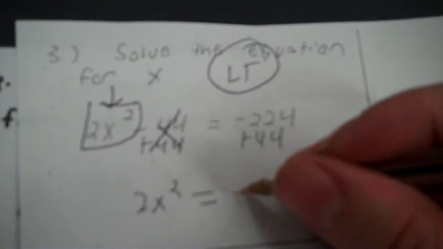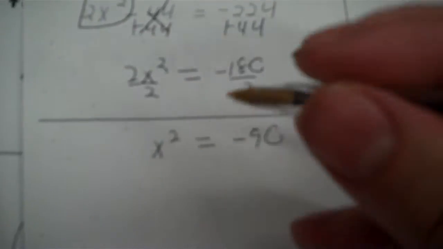So I box up 2x squared, I move the 44 over. We should not be using factoring. That is wrong. Negative 224 plus 44 is negative 180. Then I divide by 2, and x squared equals negative 90. Now I need to find the square root.